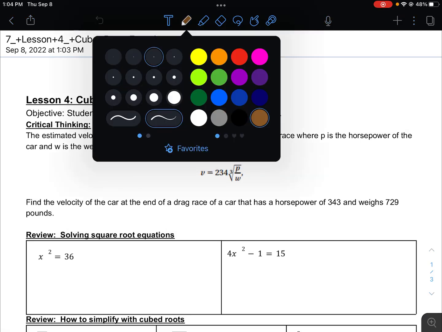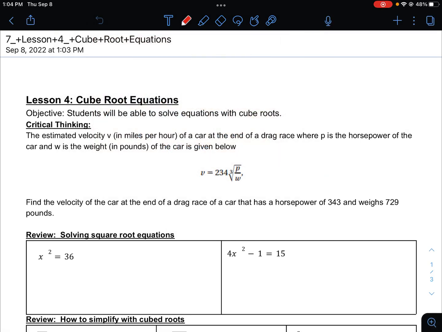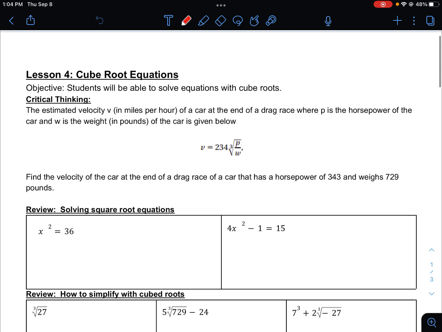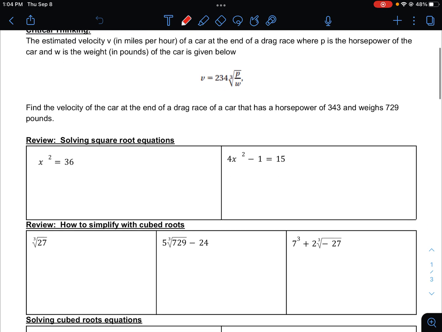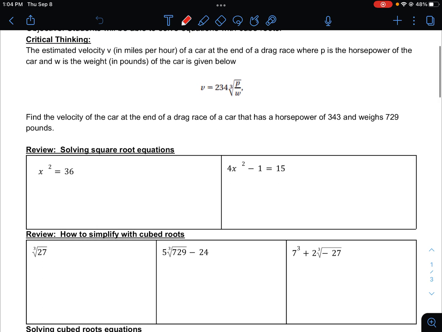Okay, so today we're going to talk about cube root equations. This will be really similar to the lesson 3 square root equations, but before you get started, I want you to do the critical thinking. So I want you to think through critical thinking, and then I want you to do the 2 review sections on solving square root equations and then how to simplify a cubed root before you continue on with this video.